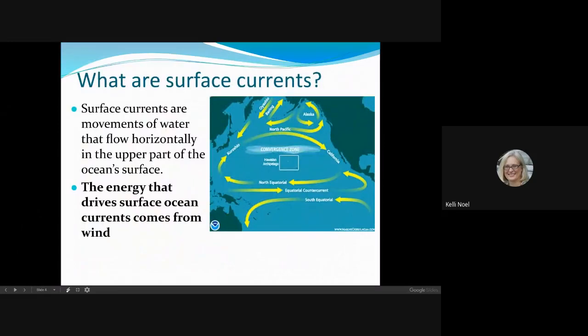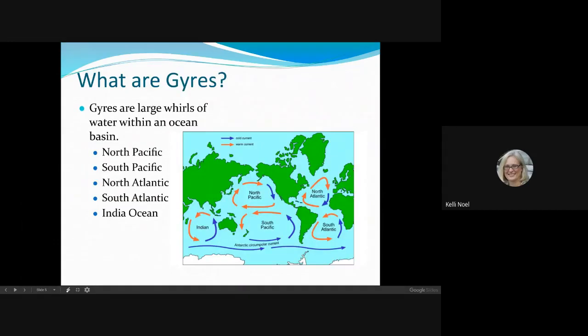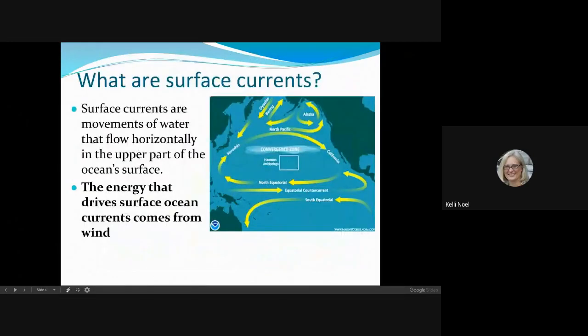All right, so in the next section, surface currents. We need a definition right here. Movements of water that flow horizontally in the upper part of the ocean's surface.